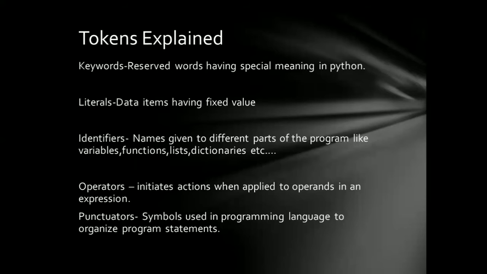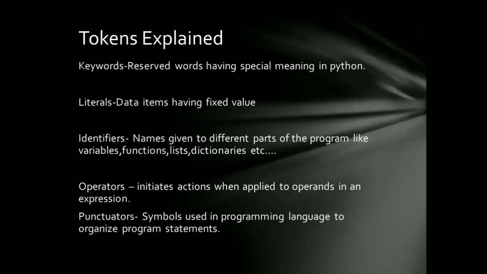The first type of token is a keyword, which is nothing but a reserved word having special meaning in Python, like your command words, print, input, sum, all these things are keywords. And literals. Literals are items which have a fixed value. In the previous video, we had a sample code which assigned two values, A is equal to 10, B is equal to 20, and we added them, right? There, the values which you assign to a variable, which have a fixed value, are called literals.